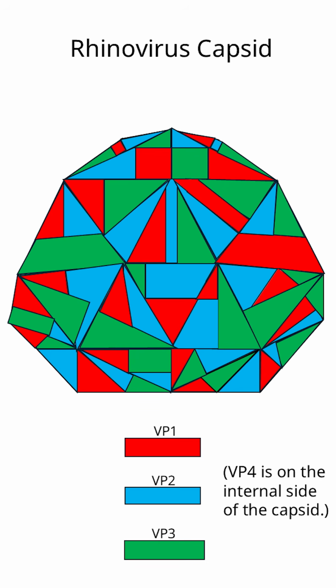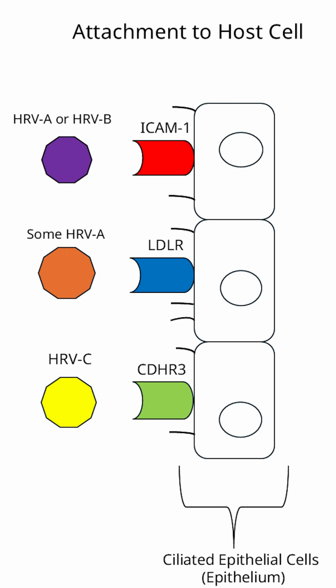The capsid of each virion consists of 60 subunits termed capsomeres, each containing copies of the 4 main structural proteins, VP1, VP2, and VP3, which are on the surface of the capsid, and VP4, which is on the internal side. VP1 facilitates attachment and entry into human cells.